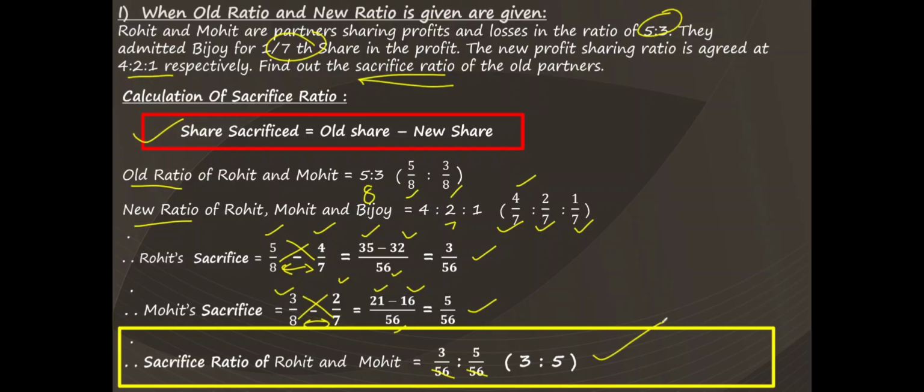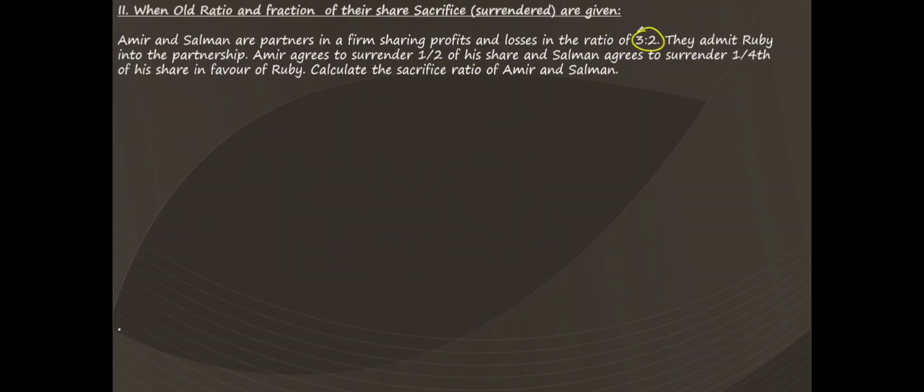Now let's see the second condition, when old ratio and fraction of their share sacrificed are given. Amir and Salman are partners in a firm sharing profits and losses in the ratio of 3:2. They admit Ruby into the partnership. Amir agrees to surrender 1 by 2 of his share and Salman agrees to surrender 1 by 4 of his share in favor of Ruby. Calculate the sacrifice ratio of Amir and Salman.